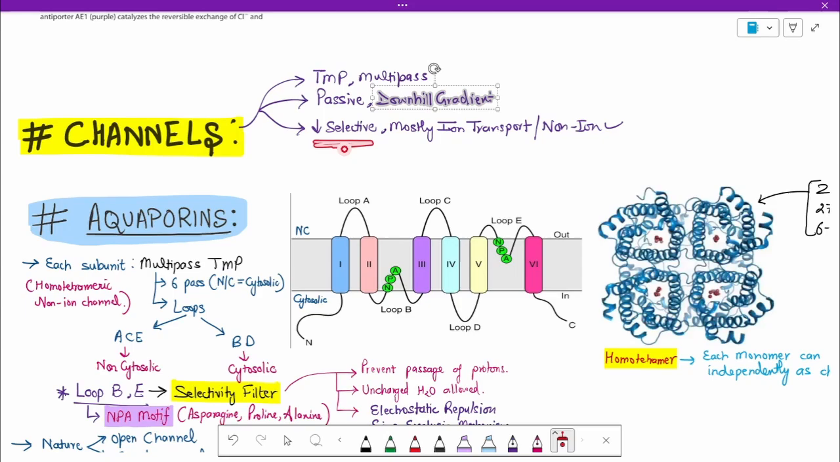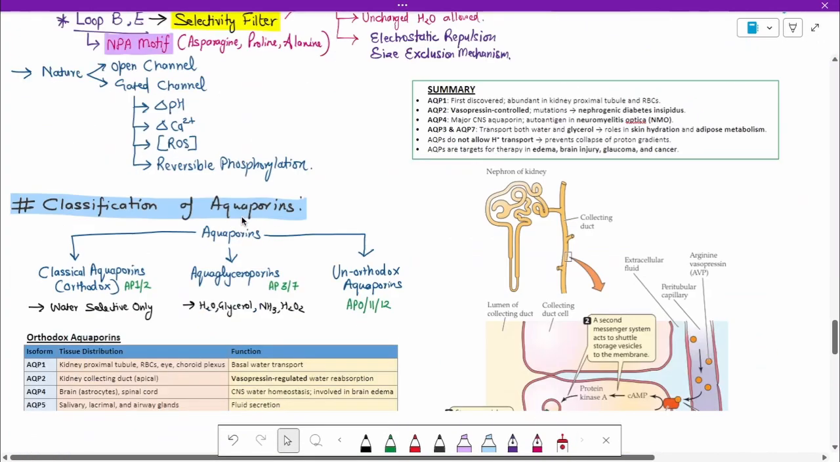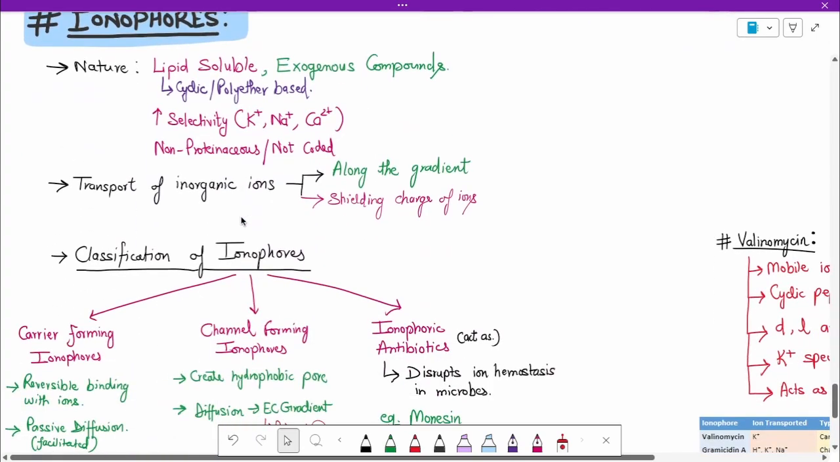Channels are less selective as compared to carriers, and they are mostly ion transporters. Mostly, not always. We will talk about two main types of channels in this video. First is aquaporins and second is ionophores.